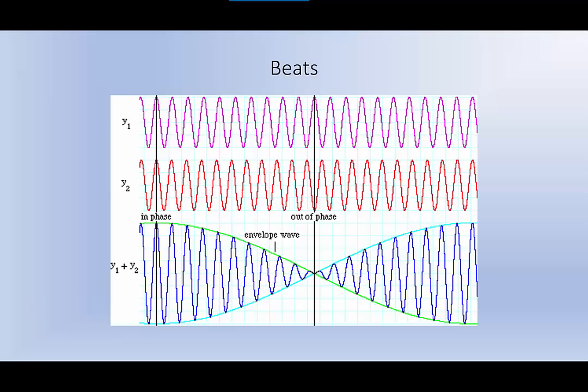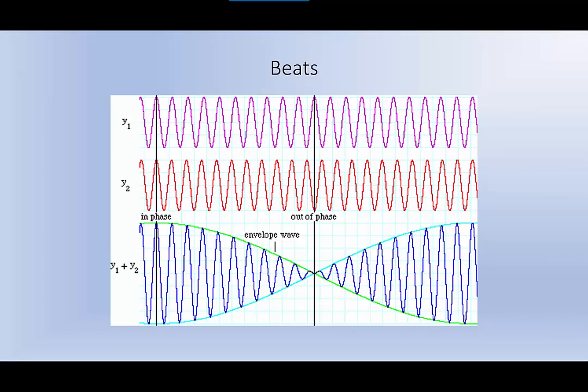When two or more sound waves are traveling through the same space, they interfere just like other types of waves do. So let's take a look at these two waves, y1 and y2. They have the same amplitude, but slightly different frequencies. When they interfere, there's going to be a unique resultant wave created that will vary with time, as we can see with the wave on the bottom, y1 plus y2.